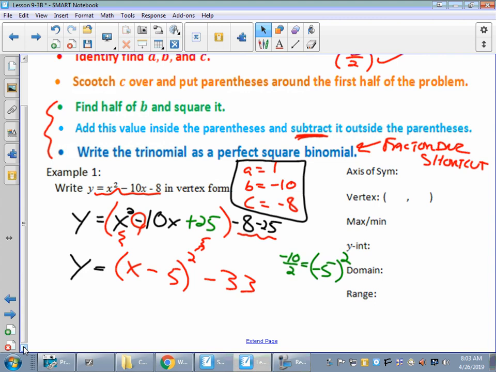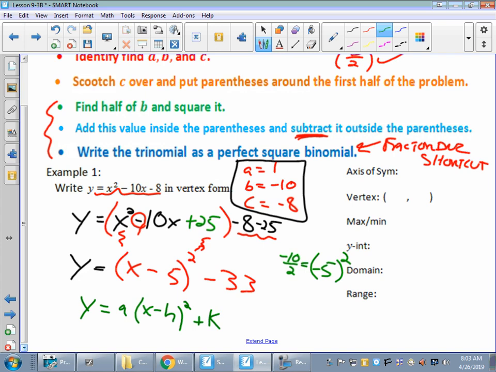Okay? So now I've got it back in vertex form. I took it from standard form to vertex form. Because if you look at what vertex form is, I've got y equals a times x minus h squared plus k. So if you look at it, my a value is 1, I've got x minus h here, and my k value is out here. So I've got everything I need. And it's x minus h squared, so I've got the square. So I'm in good shape.